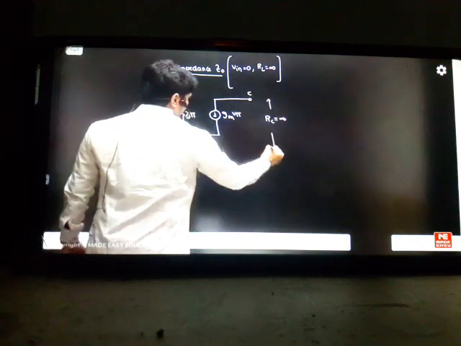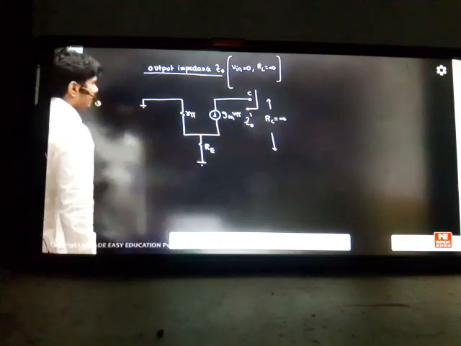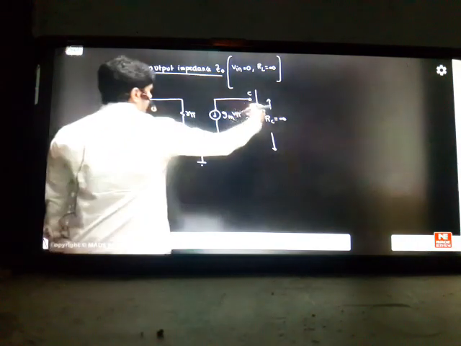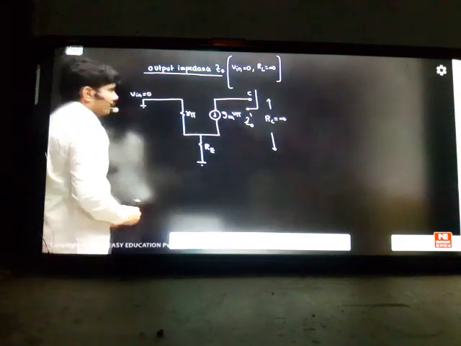You consider for some time, and calculate the impedance from the collector, taking some notation here, Z0 dash. Calculate Z0 dash first, then we can find Z0. So from the collector point, what is the output impedance you are calculating? At that time, your input voltage will be 0.